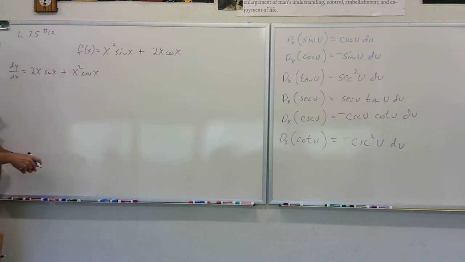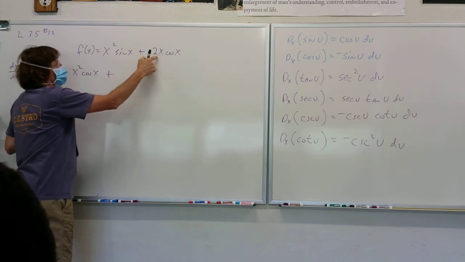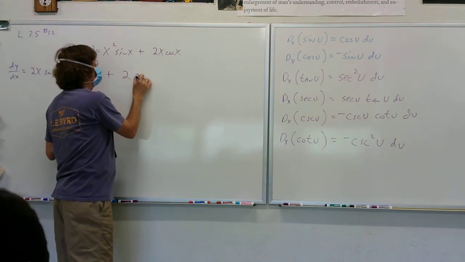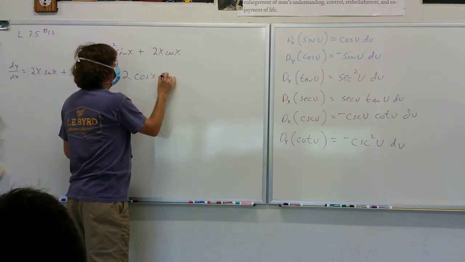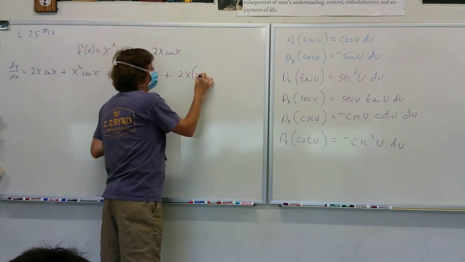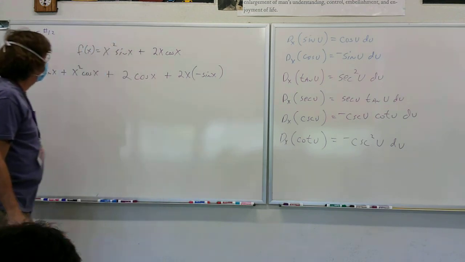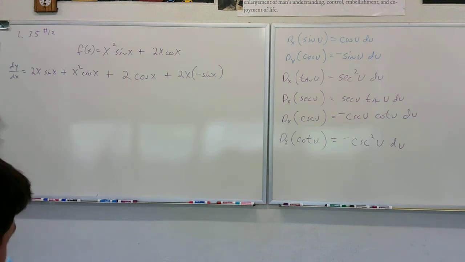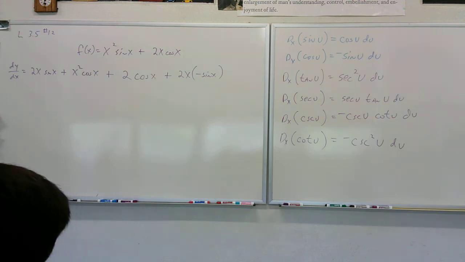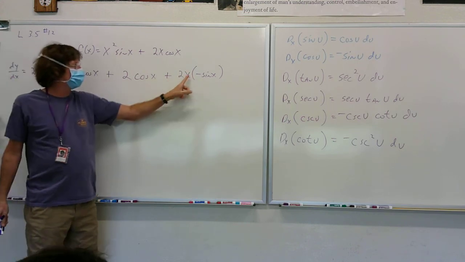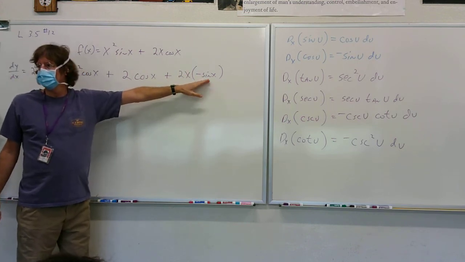Good? Okay? Plus, take the derivative of 2x is just what? 2. Write down your cosine x plus 2x, and then what's the derivative of cosine x? Negative sine x. And then you start trying to simplify it. And we're going to talk about simplification. I hope somebody already sees that you have 2x sine x here, and you have negative 2x sine x there, don't you? See? Is that okay?